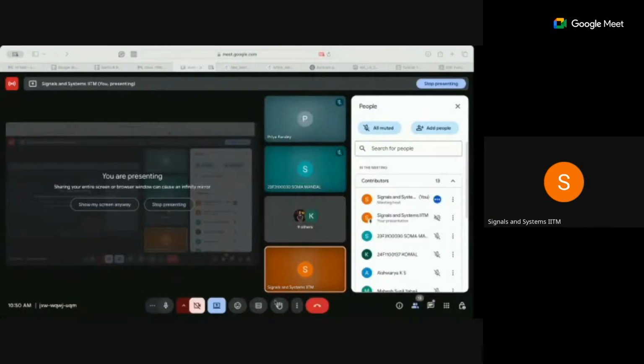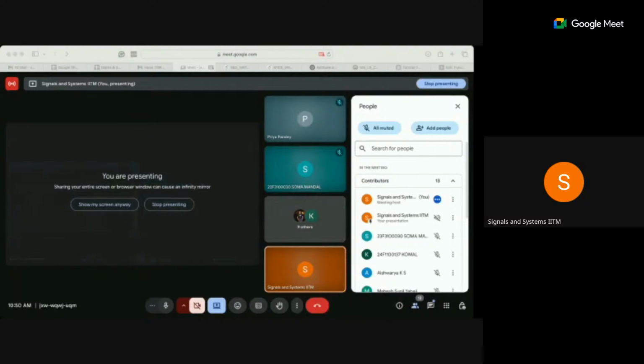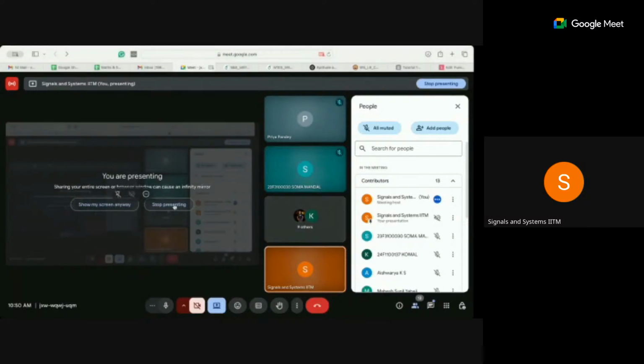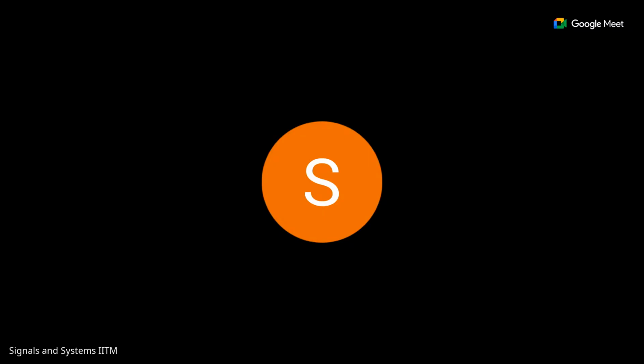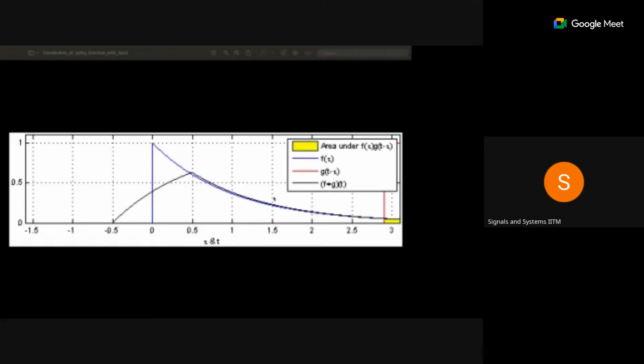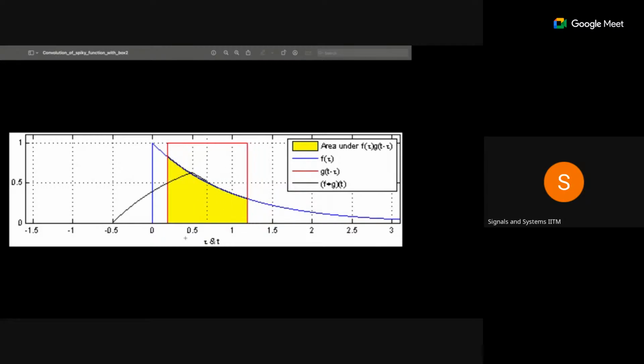Okay, I think my new screen is visible, no? Okay, so is my screen visible? The other screen, there is some rectangle floating around. Yes.